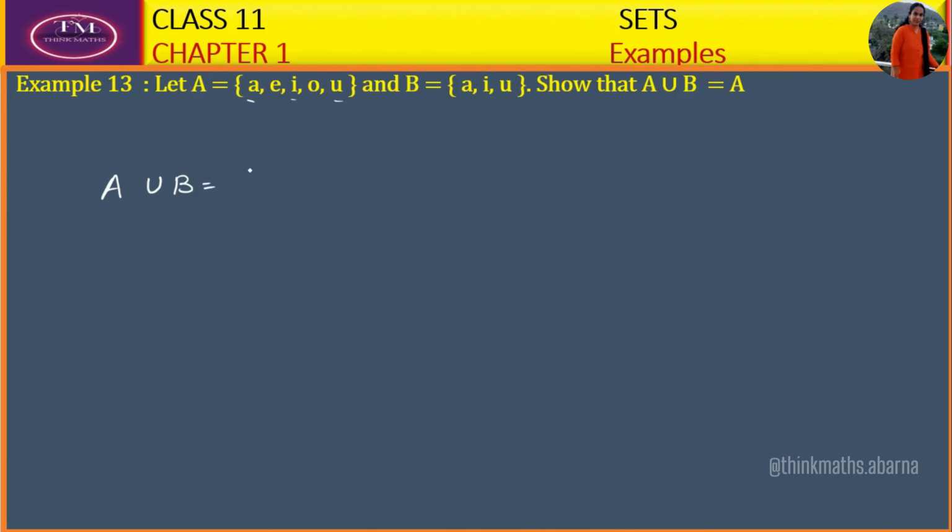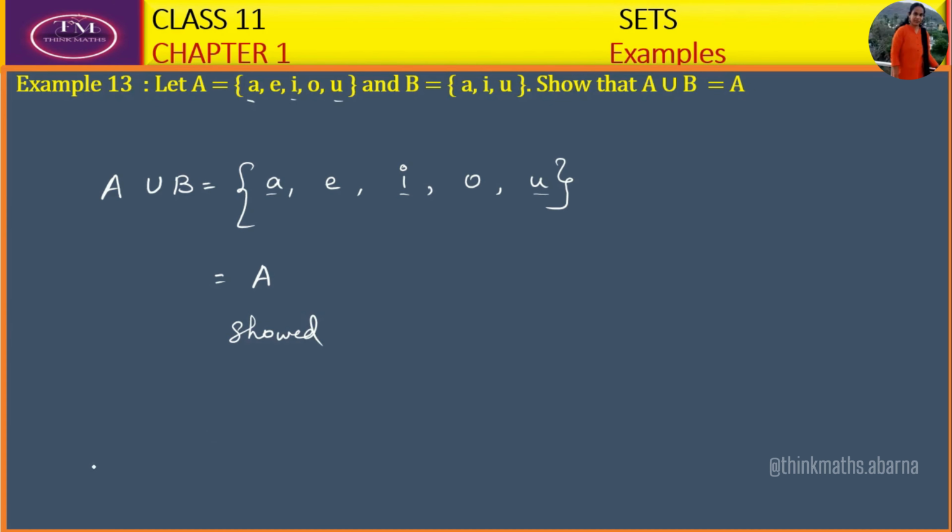Whenever you write A union B, first write all the elements in A: a, e, i, o, u. Next you write the elements in B. But all elements in B are in A. So already a is here, i is here, u is here. So no need to write those elements again. So this is A union B. A union B is nothing but the set A. So therefore A union B is equal to A and it is shown.